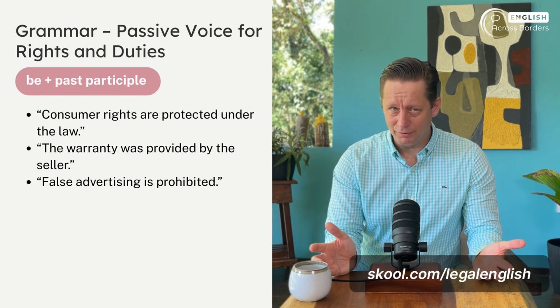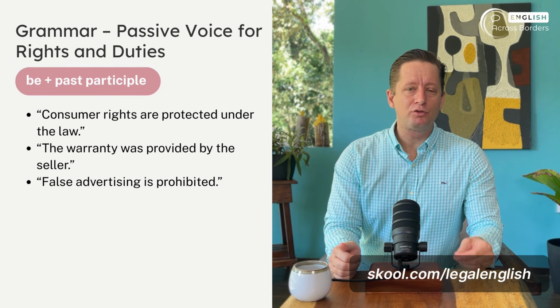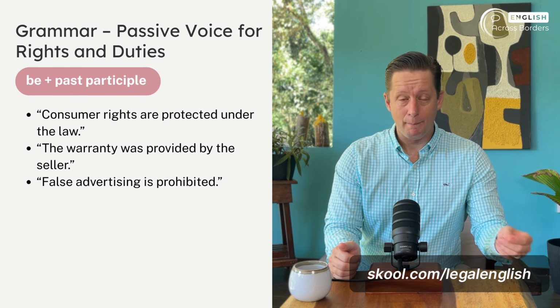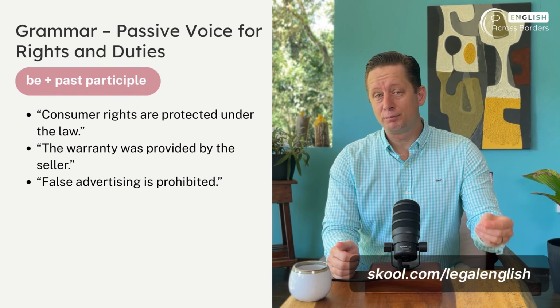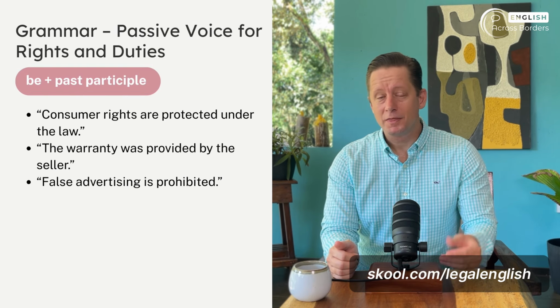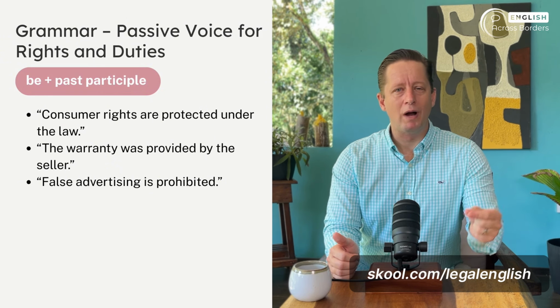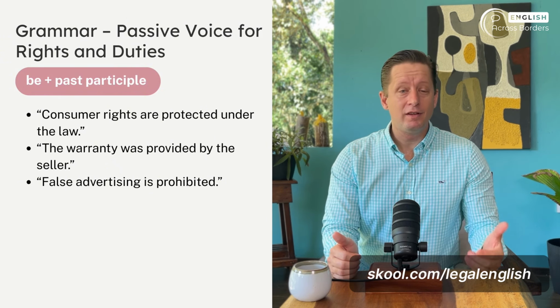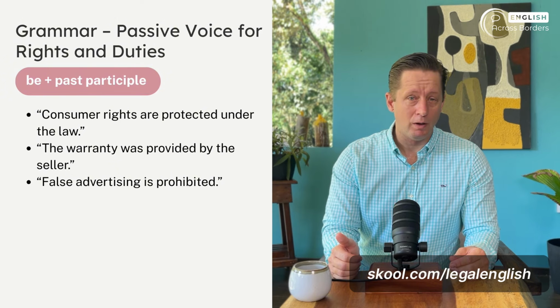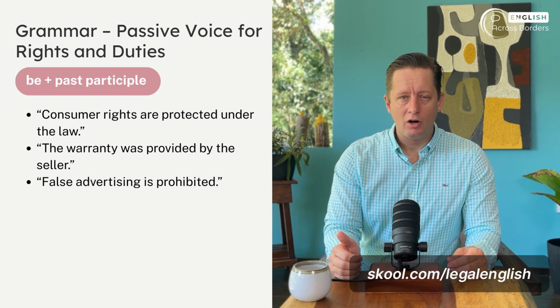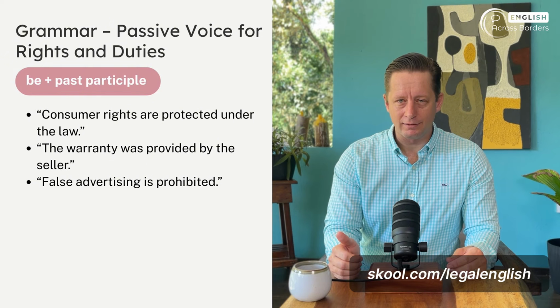Compare the active version. The company must repair defective products. Passive: defective products must be repaired. The meaning is similar, but the passive highlights the rule rather than the actor. This is why legal texts, regulations, and contracts almost always use the passive voice.